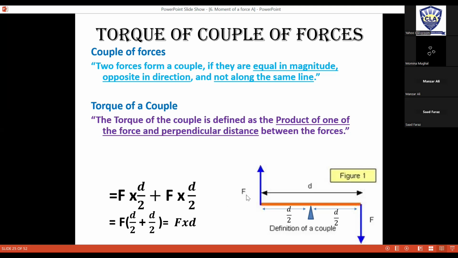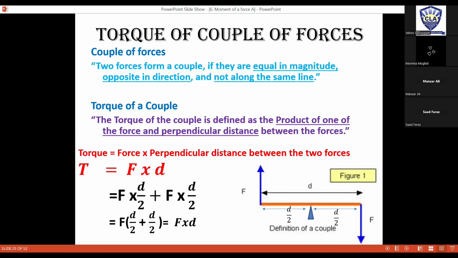But this is the definition of torque of a couple. F into d means one of the force and perpendicular distance between the two forces. That means you don't have to find individual moments, just multiply one of the force and the perpendicular distance between the two forces, and you get the value of torque of the couple or resultant moment. So couple are two forces equal in magnitude, opposite in direction, and not along the same line, whereas torque is the resultant moment, and we just find torque by multiplying one of the force and perpendicular distance between the two forces.